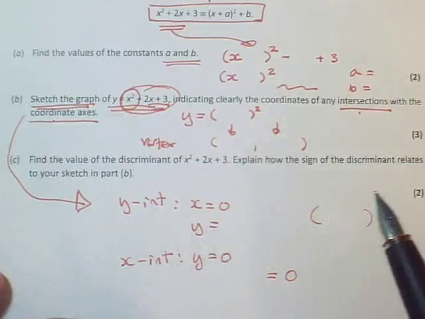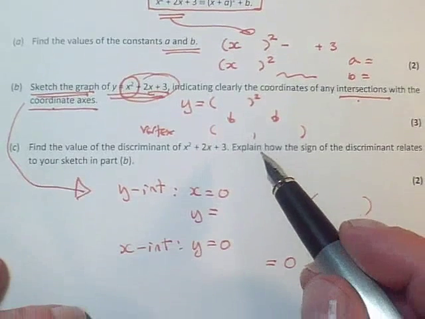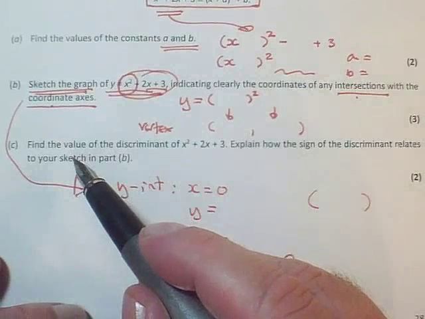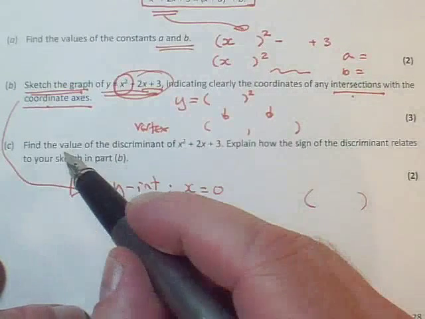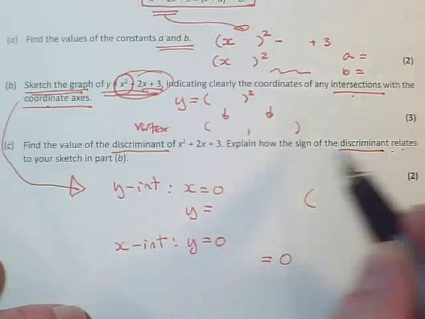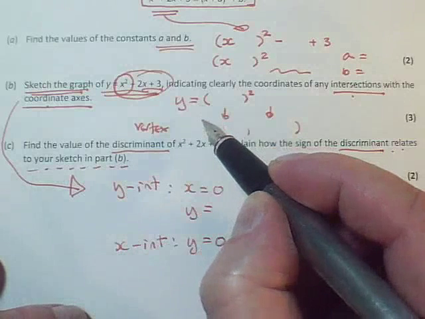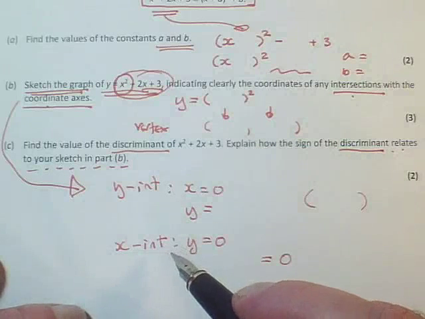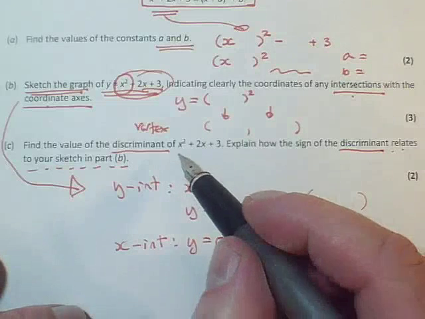Or maybe you haven't got a clue what I'm talking about. If you haven't got a clue what I'm talking about, maybe you want to look ahead at part C, because the discriminant, this word that we're going to underline here, it says it relates to your sketch in part B. So if you're having trouble with the sketch in part B, if you haven't succeeded in finding any x-intercepts, then you might want to have a look at the discriminant.